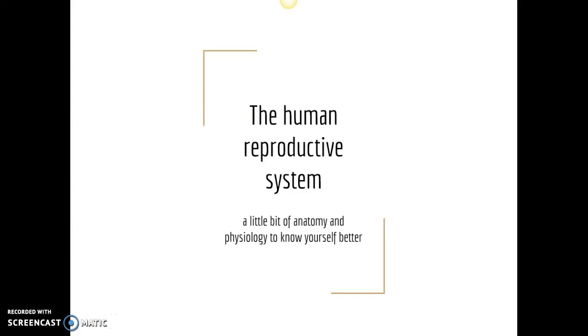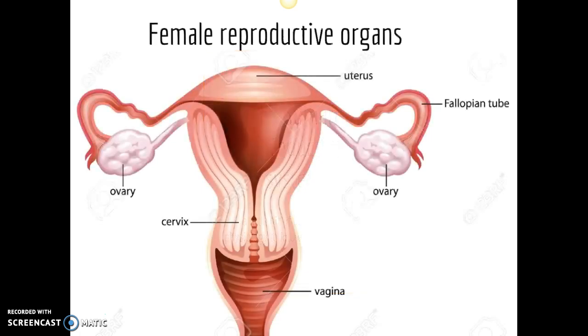Today we will talk about the human reproductive system, and in this case we will talk about the female reproductive system. This is a drawing of the female reproductive organs. What you find here is one of the main organs, which is the uterus.